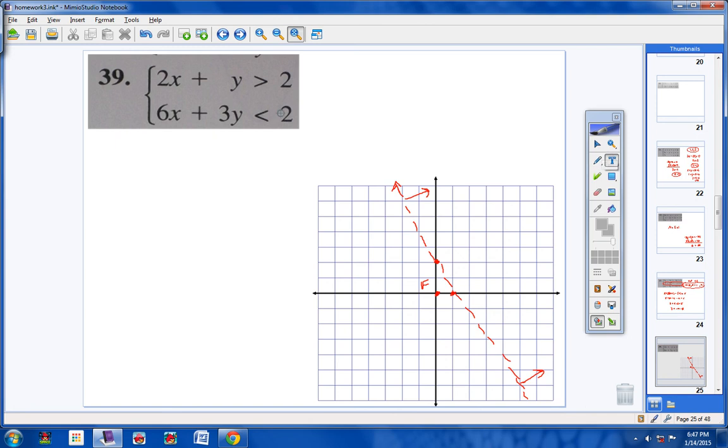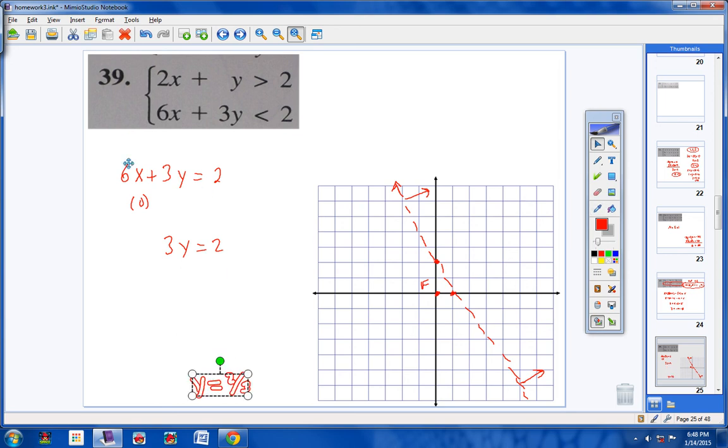I'm going to do the exact same thing again. 6x plus 3y equals 2. Where the x is, I'm going to put a 0. 6 times 0 is 0, 0 plus 3y is 3y. So 3y equals 2, divide both sides by 3. And y equals 2/3. Okay, so there's your y-intercept, 2/3.